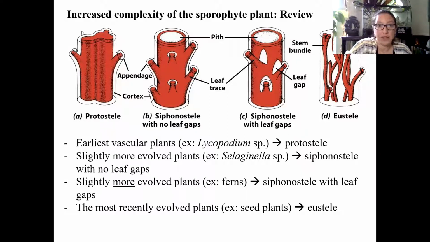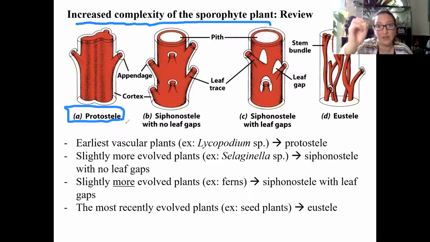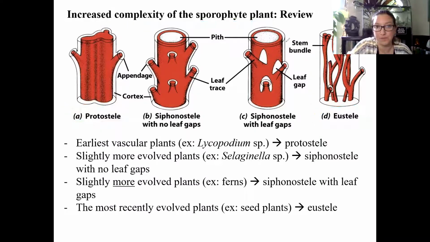But why are we talking about this? Because we're still dealing with this increased complexity of the sporophyte plant. Wouldn't you agree that this, one solid tube, is way less complex than this? So that's why we're going through this. This is increasing complexity as you go left to right. And these are how the vasculature is arranged in the sporophyte plant.